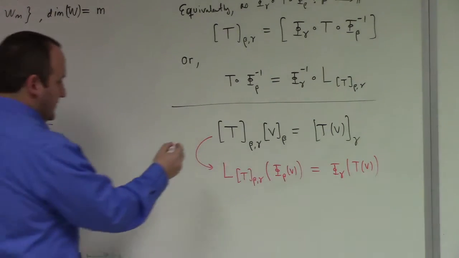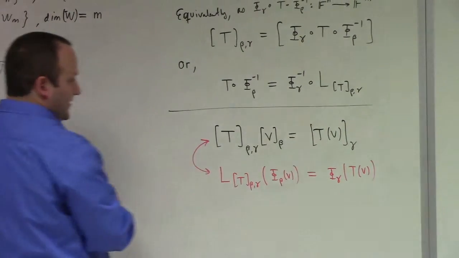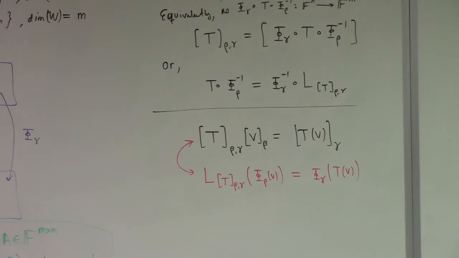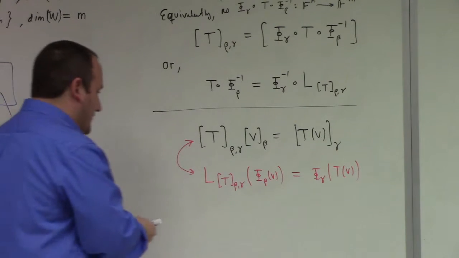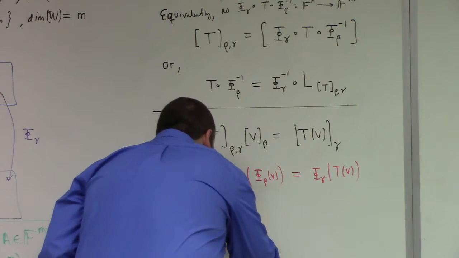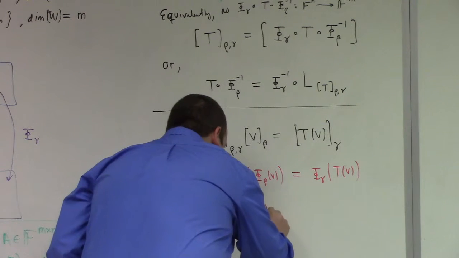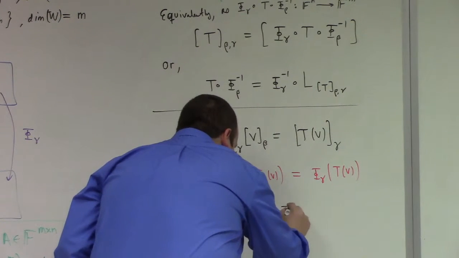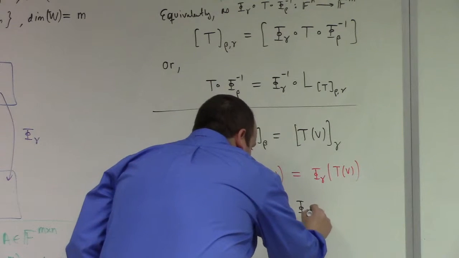That's just this formula in another notation. That's all it is. And you can see then that being true for all v is what? This is really just saying L of T beta gamma composed with phi beta is equal to what? Phi gamma composed with T.